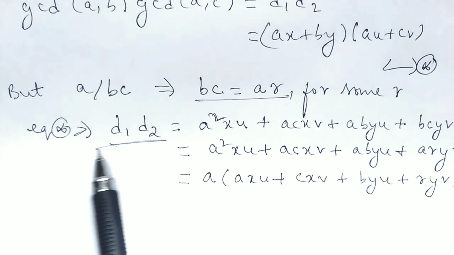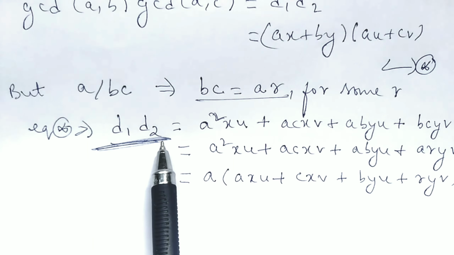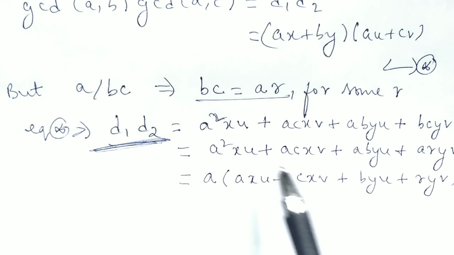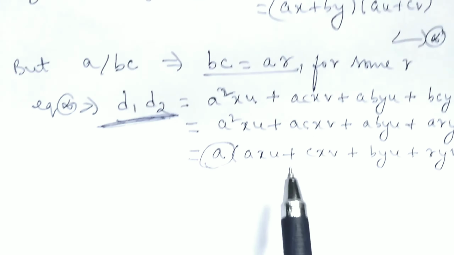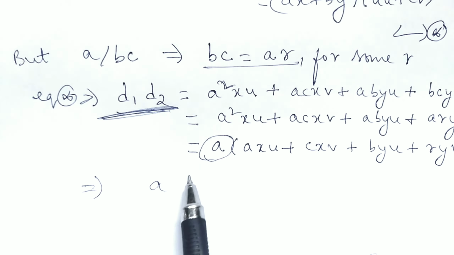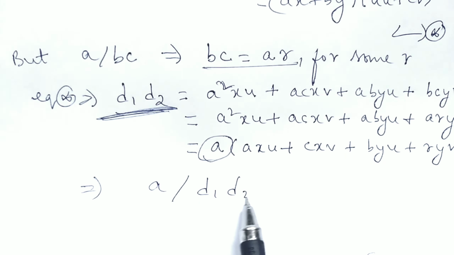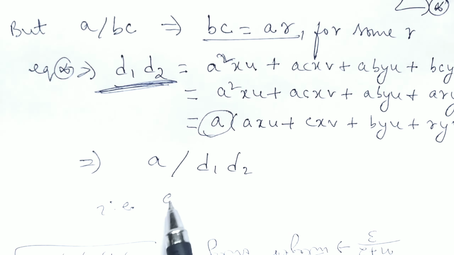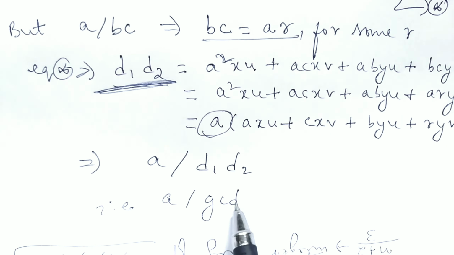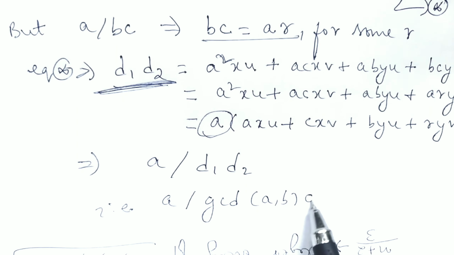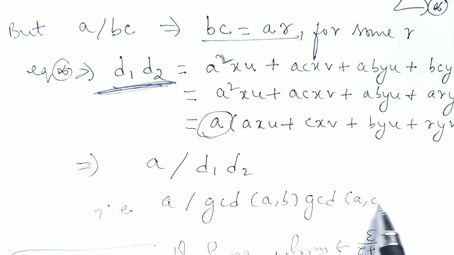The product of these two, the GCD of A and B and the GCD of A and C, is written as a multiple of A. So it implies that A divides D1 times D2. That is, A divides the GCD of A and B times the GCD of A and C.